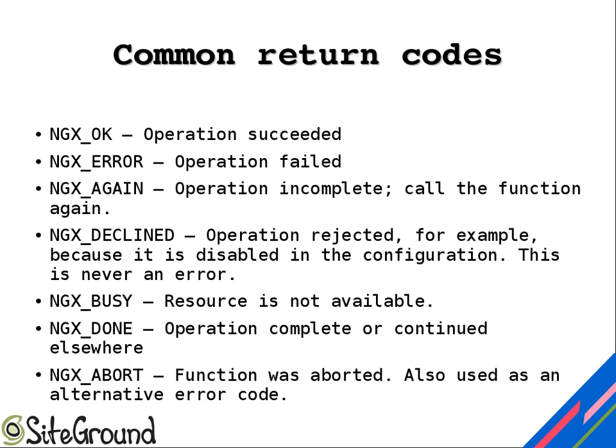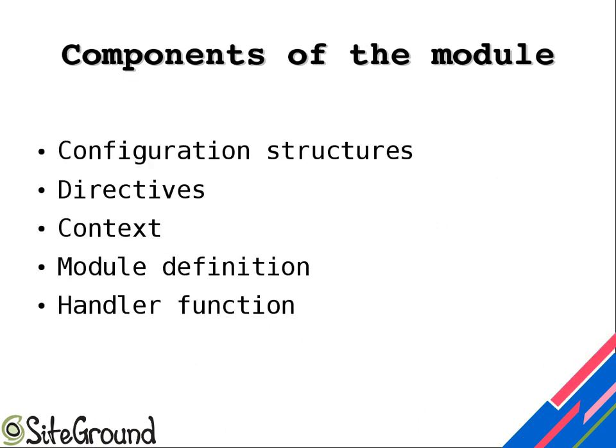Then we have directives. This is how your options are actually handled. You will see this in a bit. Then you have the context of the module. This is where you actually define everything, combining the configuration structure with the directives. And then you have the definition where you put the context and say, this is this type of module, this is its initialization, and that's it. The actual handler function is usually set here, in the directives.